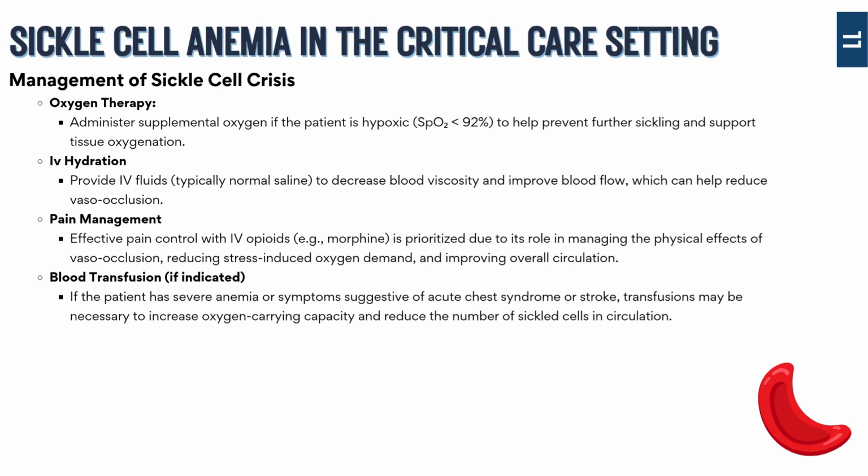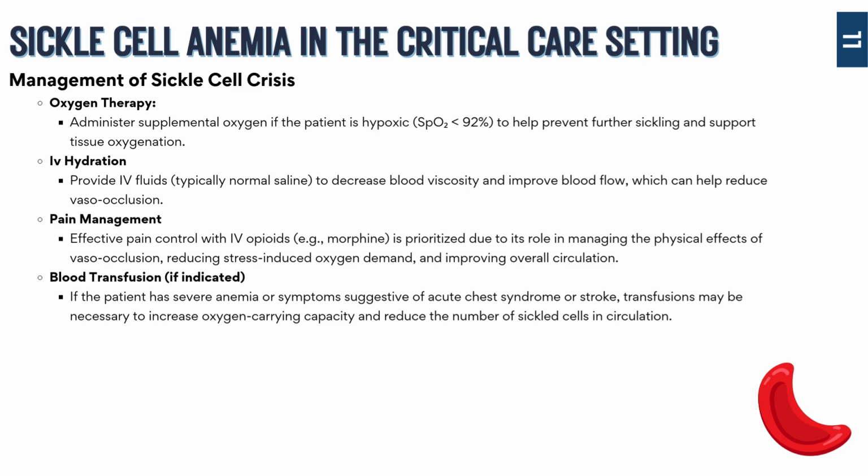And then, if indicated, we're going to give blood products. Okay, so we're going to transfuse the patient. That's going to help increase the number of good, healthy red blood cells so that we can increase that oxygen carrying capacity. And that's going to reduce the proportion of sickle cells in the blood system. Okay, and it's also beneficial in cases of severe anemia, acute chest syndrome, and stroke.